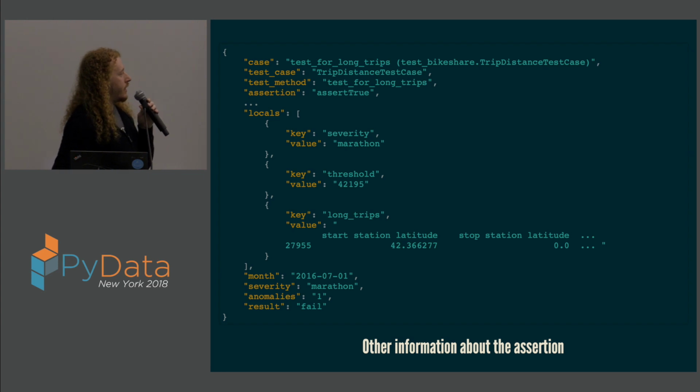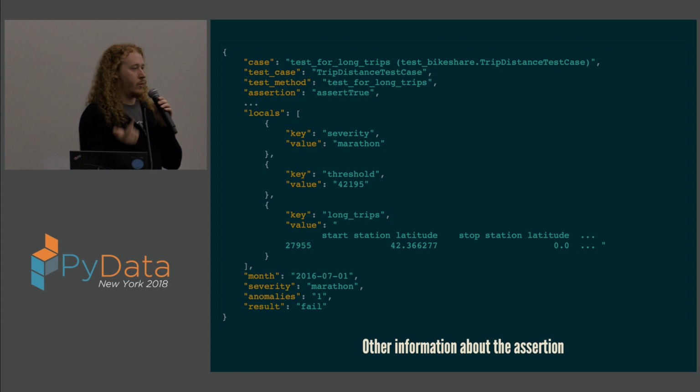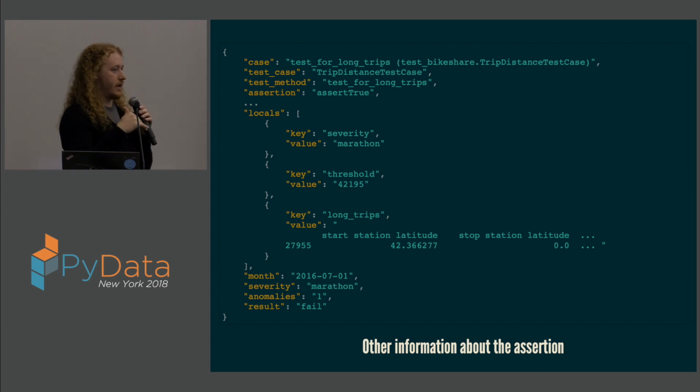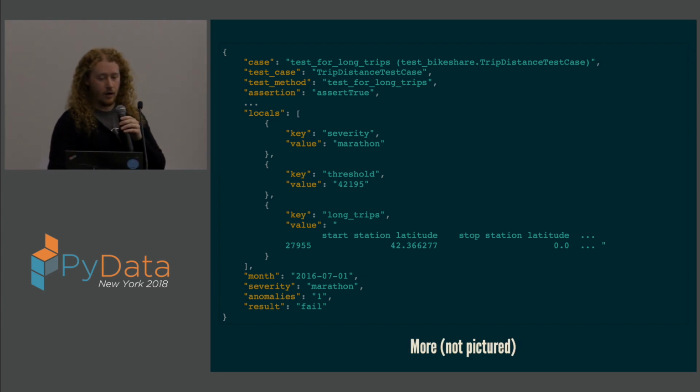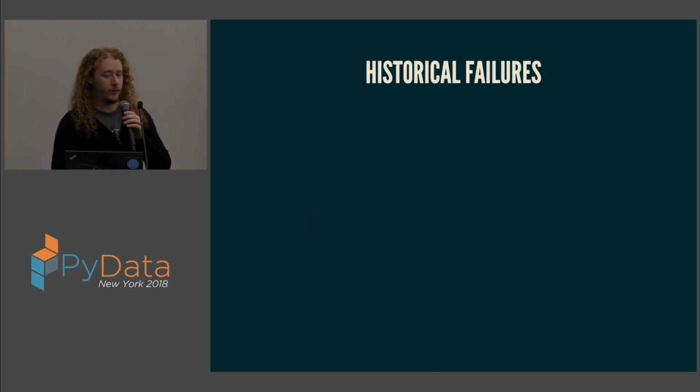And then down here, we can add a little bit of extra information. When I configured this to generate this example, I configured the logging to log month, severity, and anomalies as separate fields, because these are the things I'm going to want to look at later, because this is a time series data set. And there's a couple other things in here that are not interesting enough for a slide.